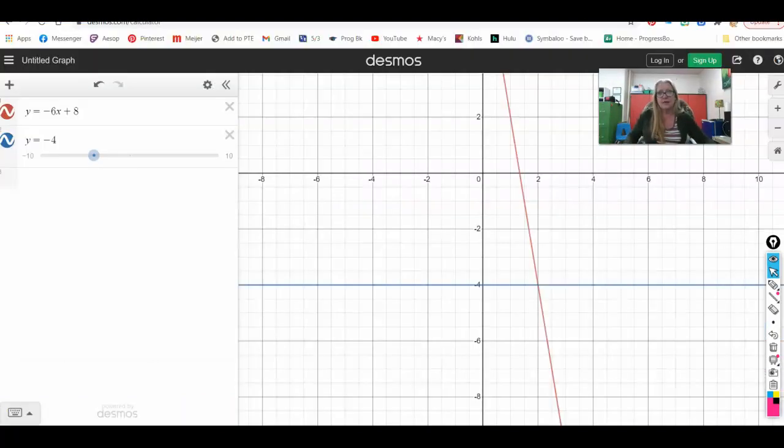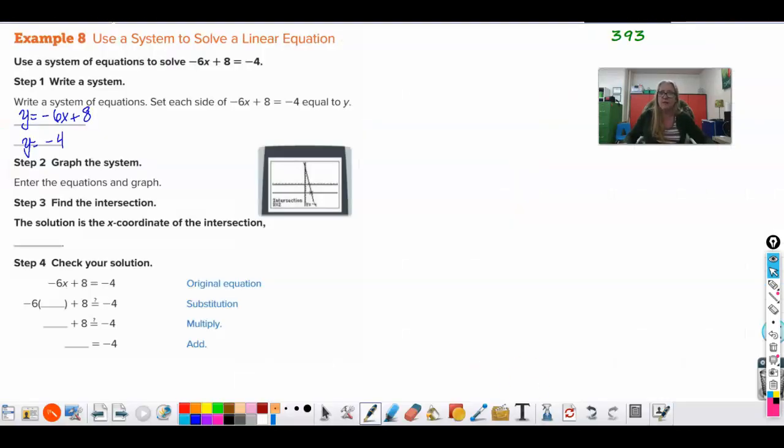Hang on a sec. So here we have in Desmos, I put the two equations in, and we find the point of intersection, which is right here. Why is it not popping up? Right there, 2, negative 4. And the x coordinate is 2. That's the solution. And there we have it. Oh, the solution is 2. Duh. We knew the solution was 2. We didn't have to do all this to get 2.